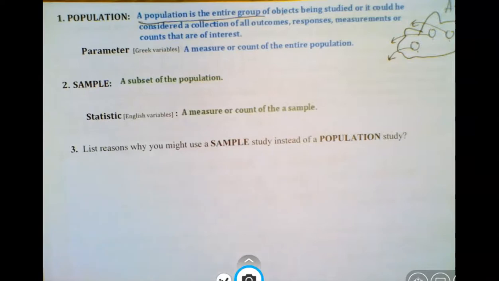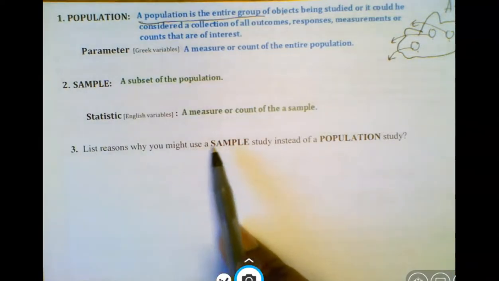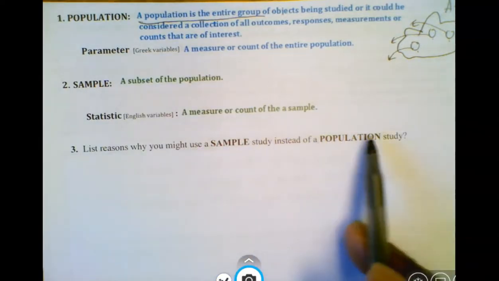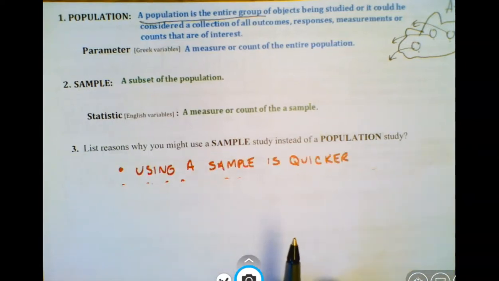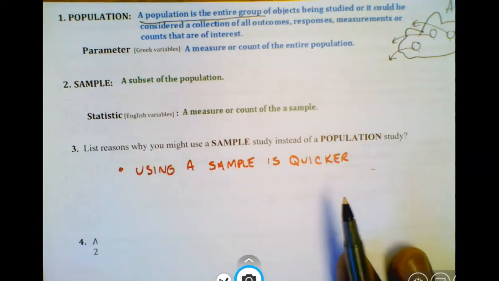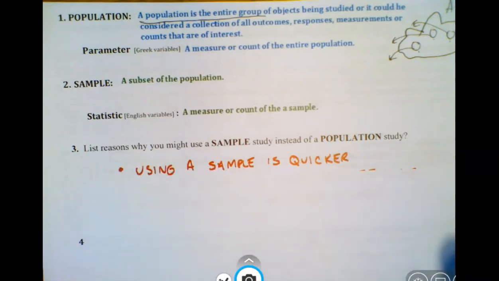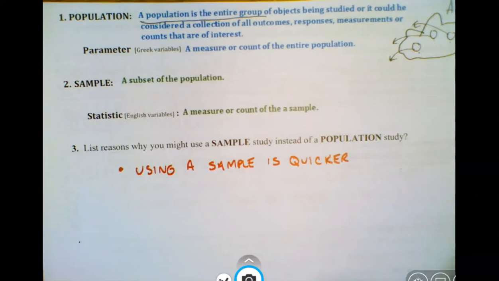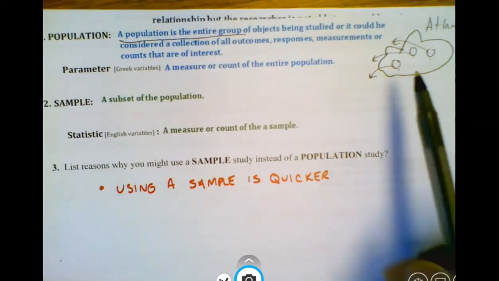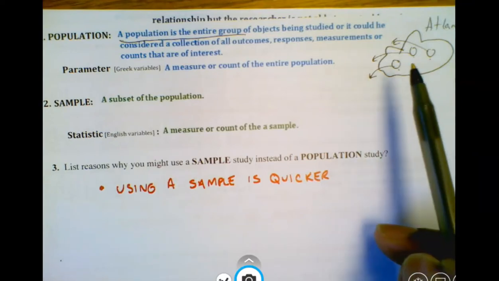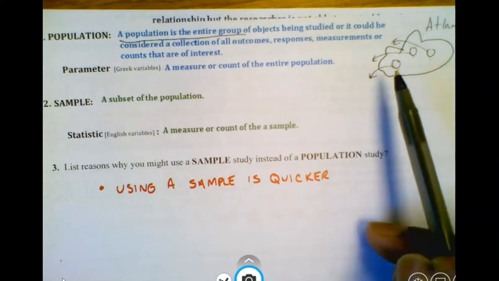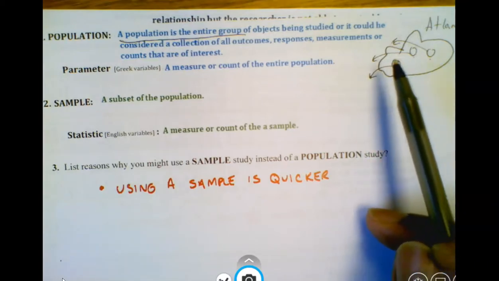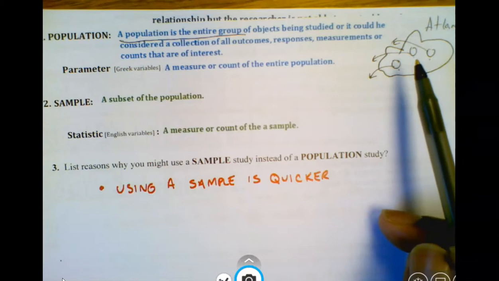All right, number 3 says, list the reasons why we might use a sample study instead of a population study. Here's some good reasons why. For one, using a sample study is quicker. If I want to study the whole population of something, it may take a while. For example, if I was studying the whole population of Atlanta, there's about 6 or maybe 7 million people here. To study every single person in that 7 million people could take a long time. To take a sample or a subset is going to be way faster.